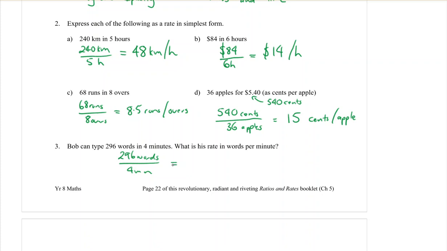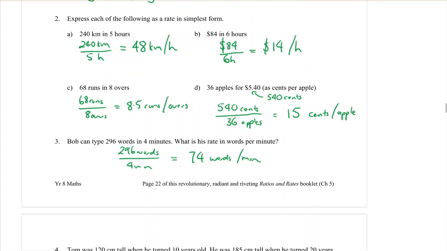296 divided by 4 is 74 words per minute. You're saying that slow. Can you type faster than that? 100%. Yeah, for sure. Well, I'd like to see that. With 100% accuracy, I hope. Oh, well, no. Oh. All right.